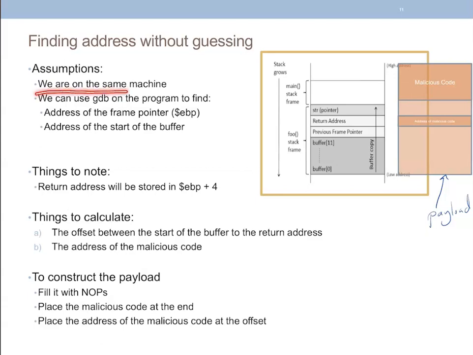We're assuming that we're on the same machine, right? So in other words, that the attacker is launching an attack on the same machine that the program exists on rather than doing it remotely, okay? So that's our first thing. We're also assuming there's a bunch of countermeasures turned off, which I'll get into in another video.